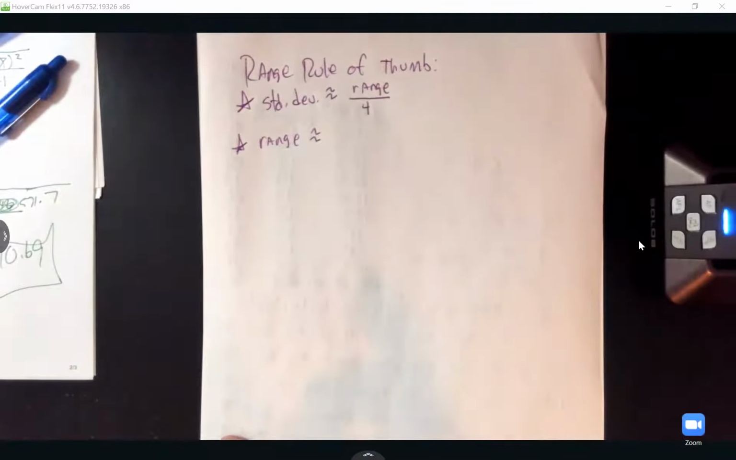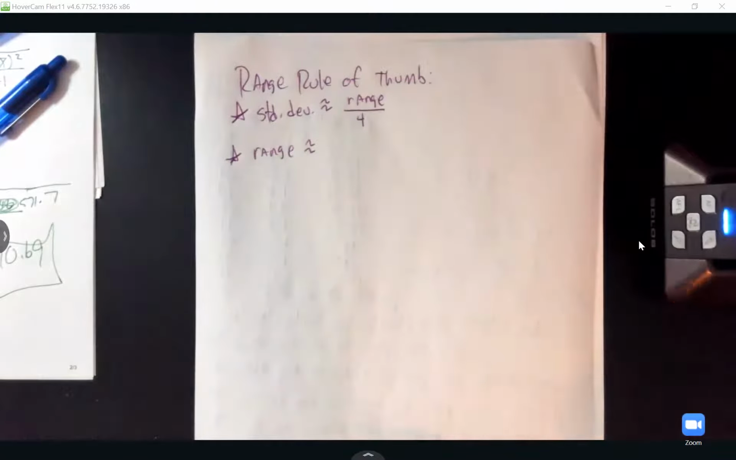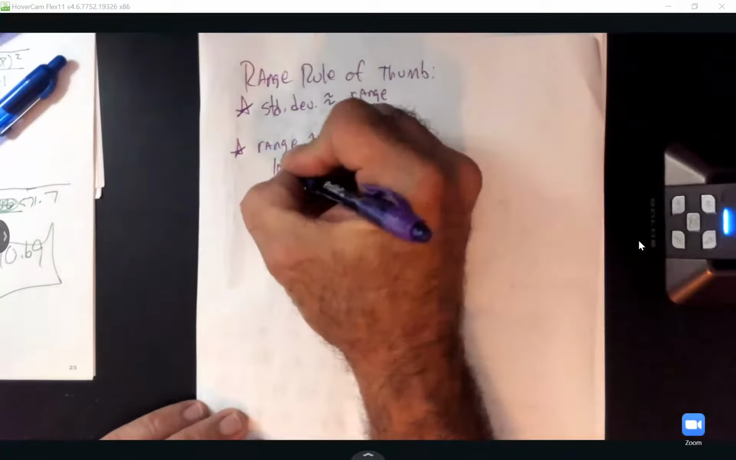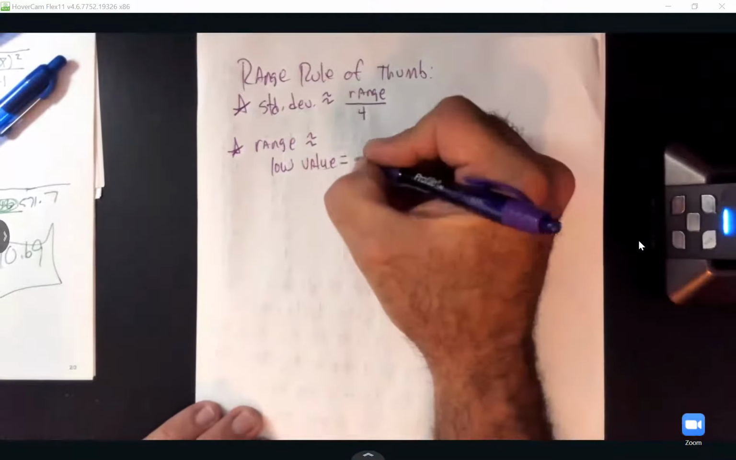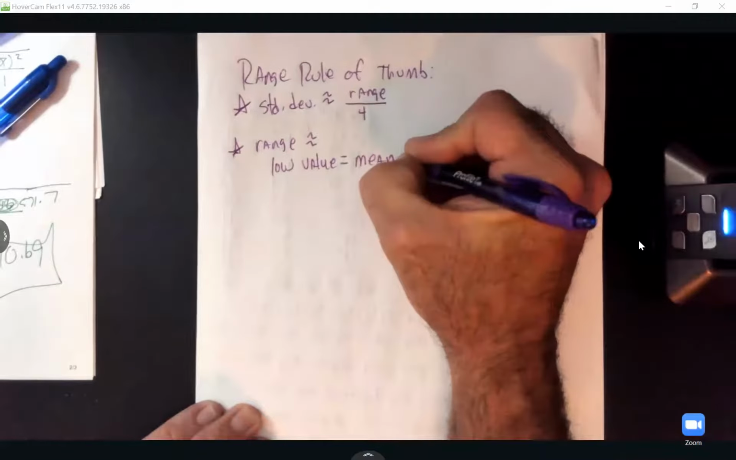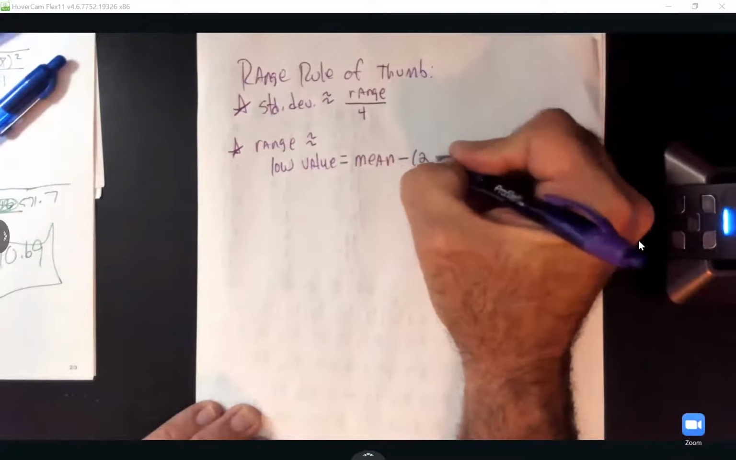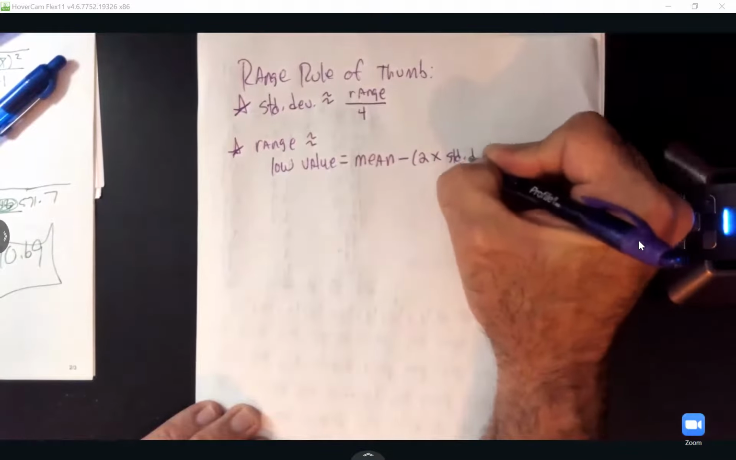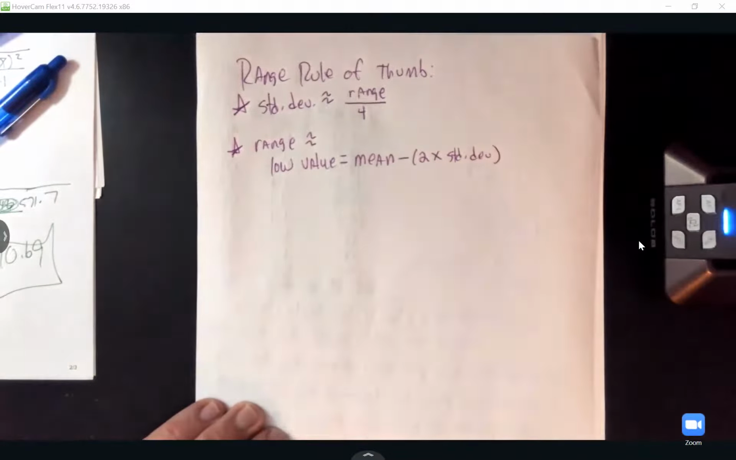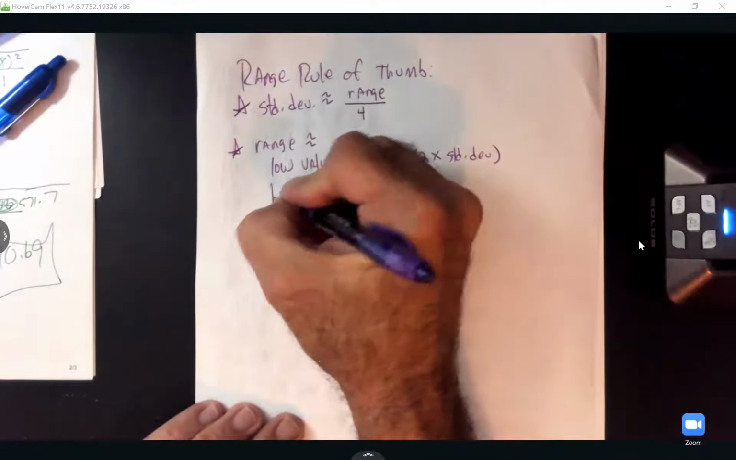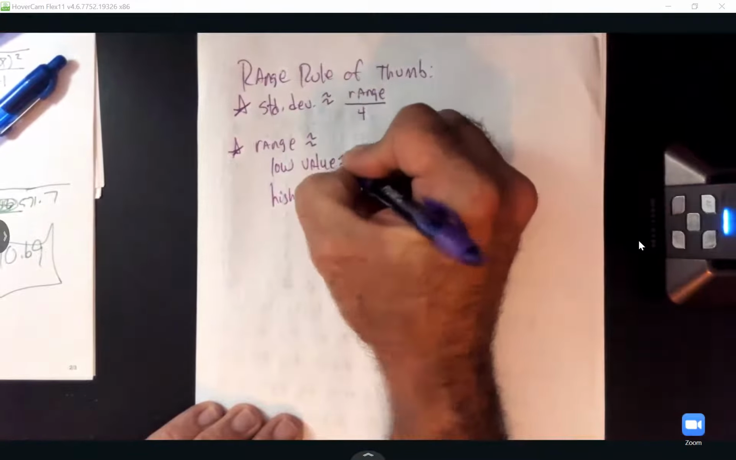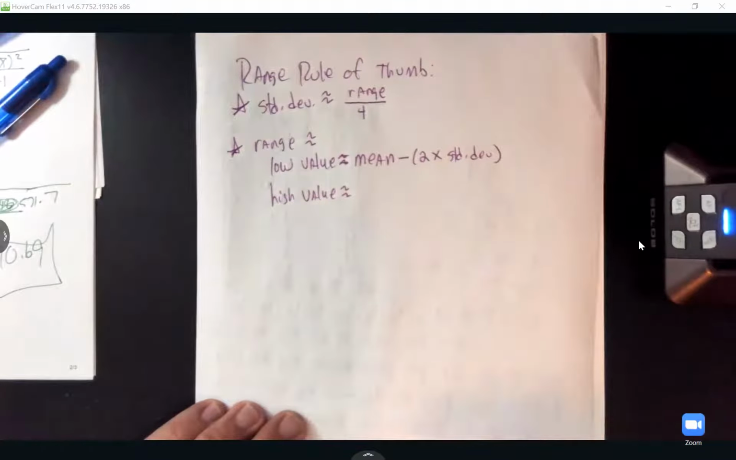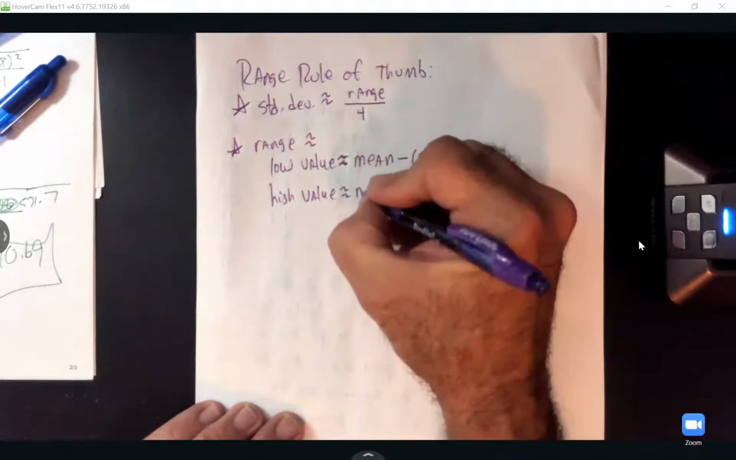So to find the range, you look for the high value and the low value. So the low value will equal the mean minus 2 times the standard deviation. And I'll show you that based on that problem we just did. The high value is approximately, so remember, these are approximations, going to be the mean plus 2 times the standard deviation.